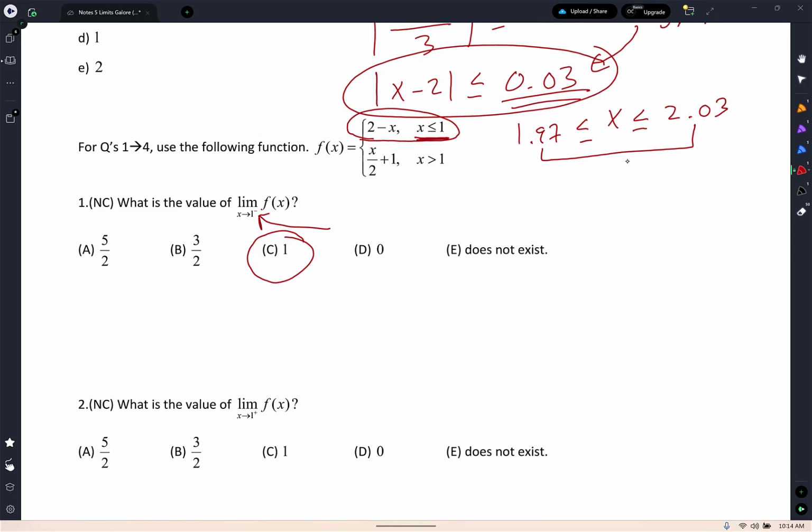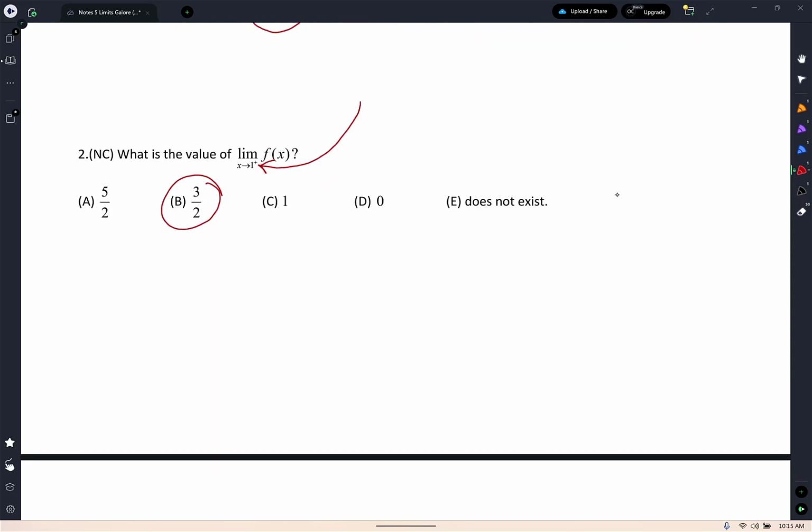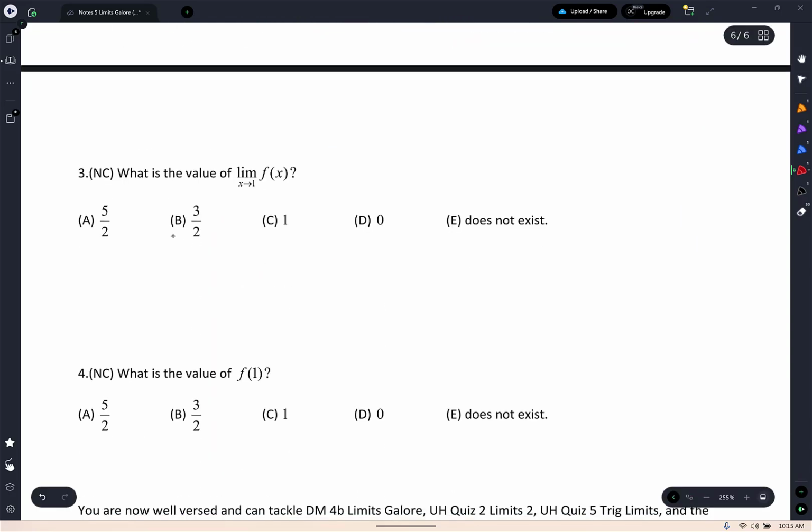What is the value of the limit as x approaches 1 from what direction? The right. If you're approaching from the right, you want values larger than 1. So that's where you're going to use the 1 in the bottom. So you just plug in a 1, direct substitution. What's 1 plus 1/2? 3 over 2. Done. Thank you. All right, look at number 3. What is the value of the limit as x approaches 1?